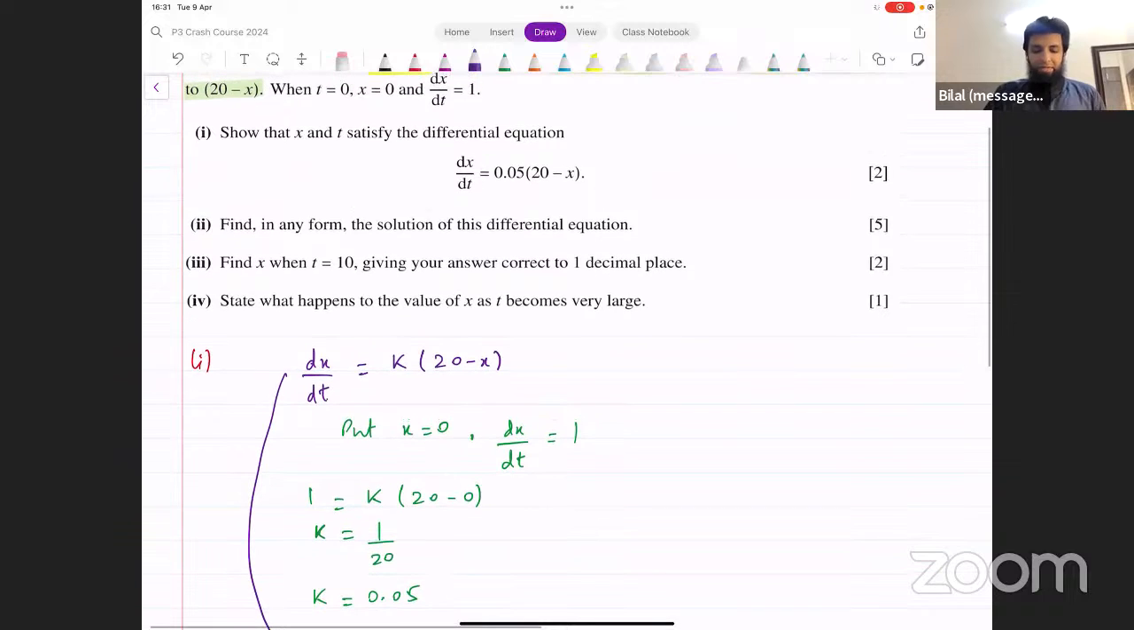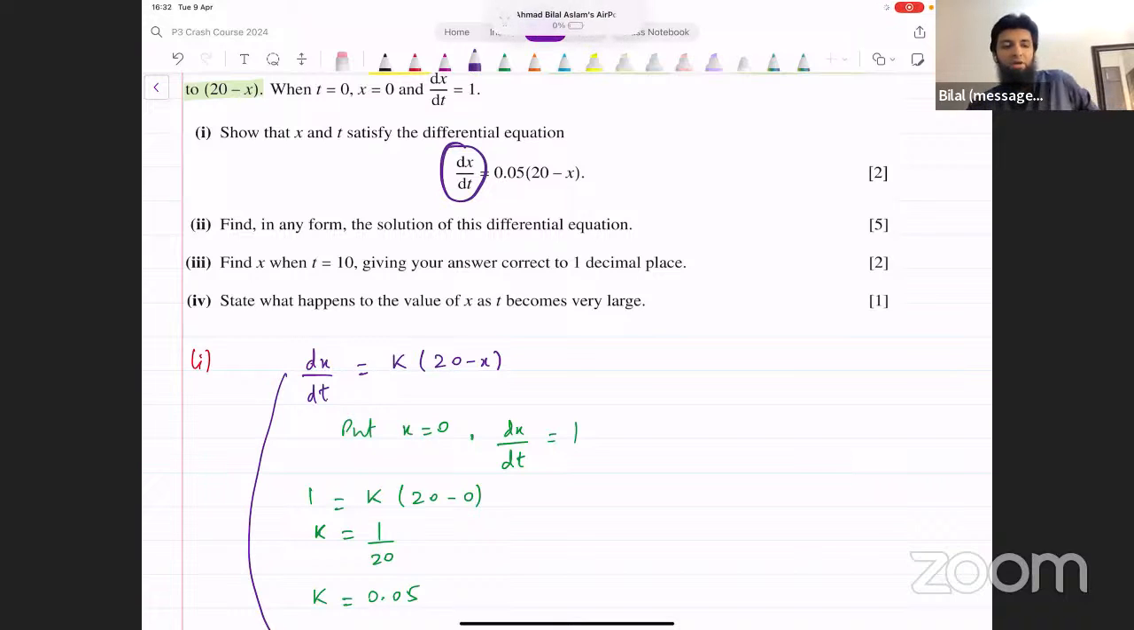Okay. Now it says, find in any form the solution to this differential equation. Now, in any form means you do not need to have a particular variable as the subject. It could be in any form. Okay. So you need to get rid of dx over dt from this equation and write an equation that connects x and t. Okay, now let's see how we can do this.